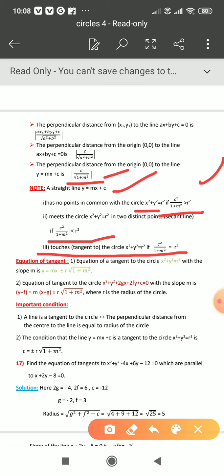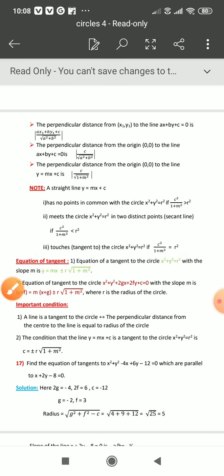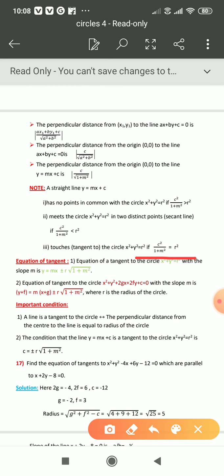Here the line is y is equal to mx plus c. So the distance d is modulus c by root of 1 plus m square. So d square means c square by 1 plus m square, that is equal to r square. It is a very important condition for our next problems.